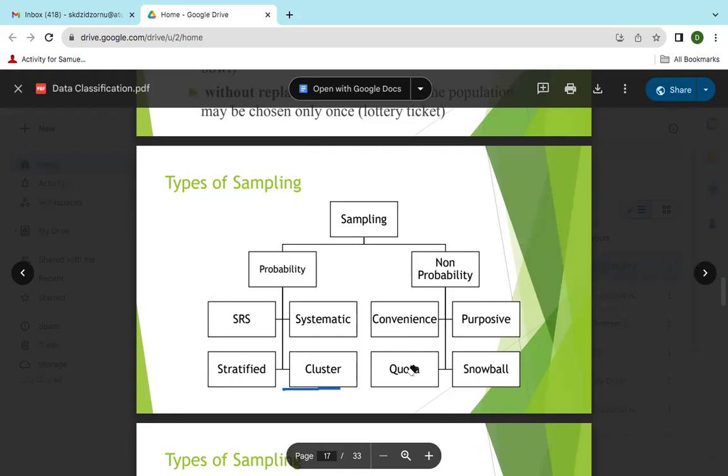Quota sampling is an extension of convenience or purposive sampling, where we divide the population into subgroupings and then select a non-probabilistic number of people or units from each of the subgroups, with non-random selection from each. And then snowballing, where you use existing units in the study to recruit or obtain further units for your sample.